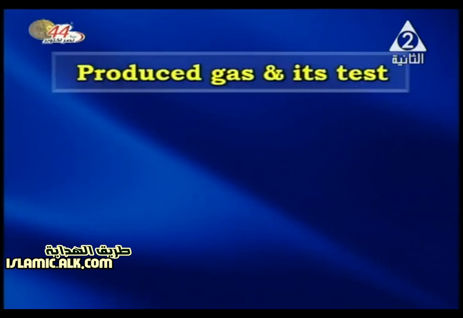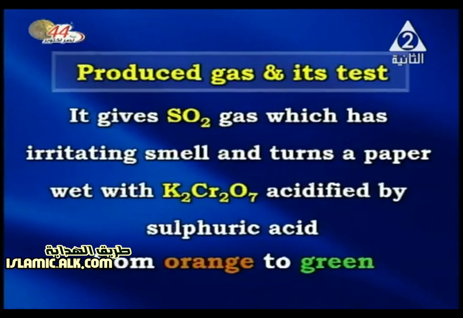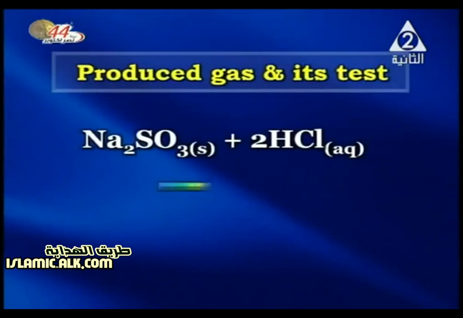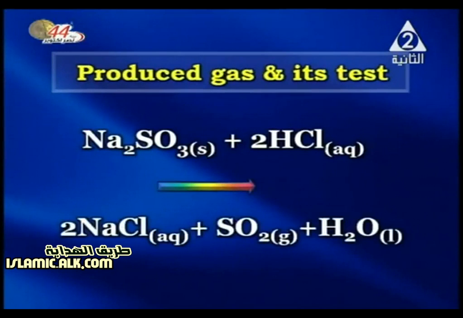The produced gas here will be sulfur dioxide gas, which has an irritating smell and turns a paper wet with potassium dichromate acidified by sulfuric acid from orange to green. As the equation proceeds on the screen, Na2SO3 plus 2HCl gives 2NaCl plus SO2 gas plus water, as the following animation will show.